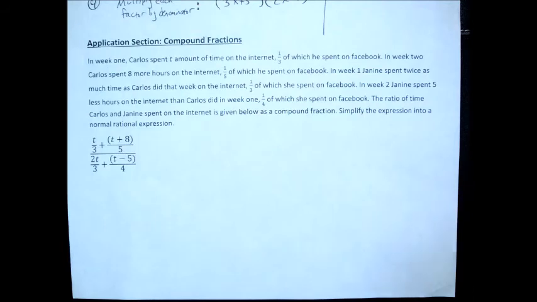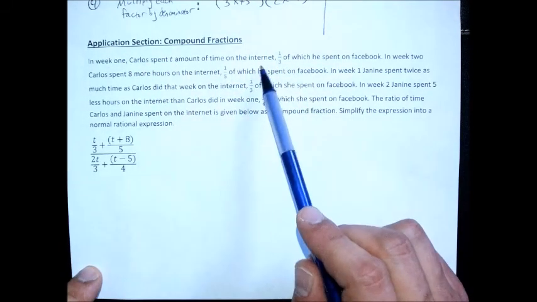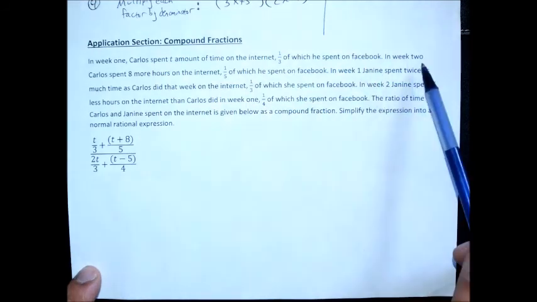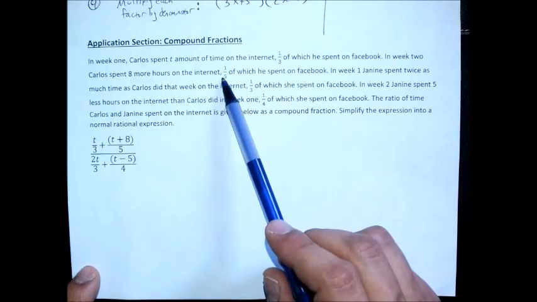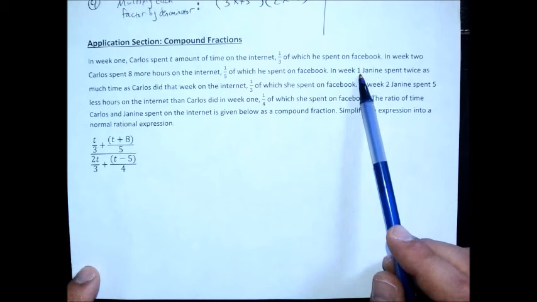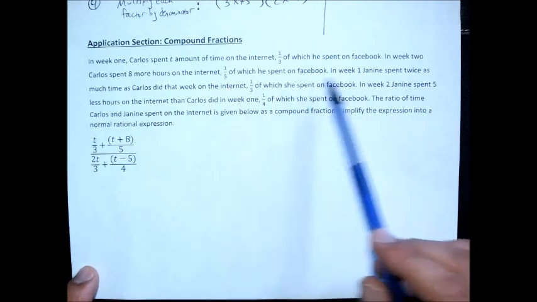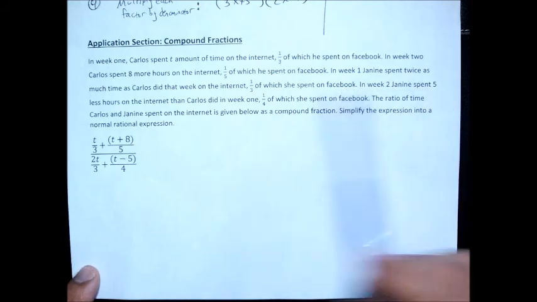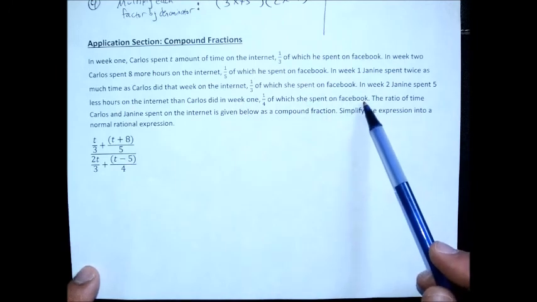So let's suppose that in week 1, we've got two people, Carlos and Janine. In week 1, Carlos spent T amount of time on the internet, a third of which he spent on Facebook. And then the next week, he spent 8 more hours on the internet, a fifth of which he spent on Facebook. And then let's talk about Janine. Janine spent twice as much time as Carlos did on the internet, a third of which she spent on Facebook. And then the next week, she spent 5 hours less than Carlos did in that first week, a quarter of which she spent on Facebook.